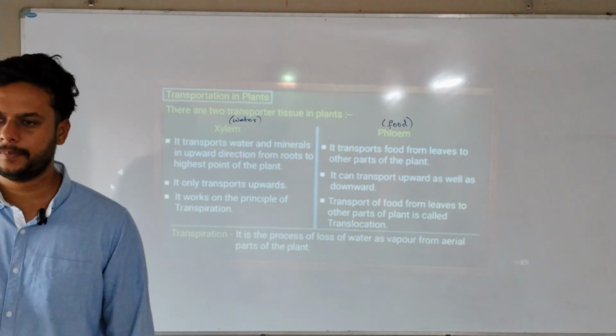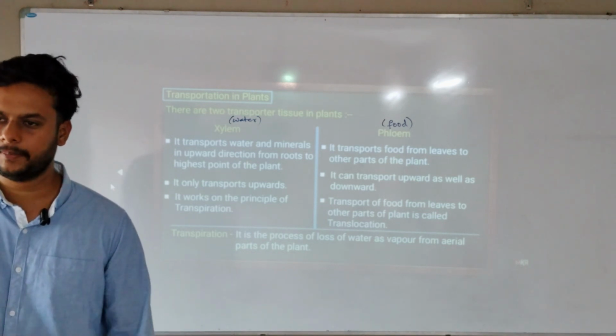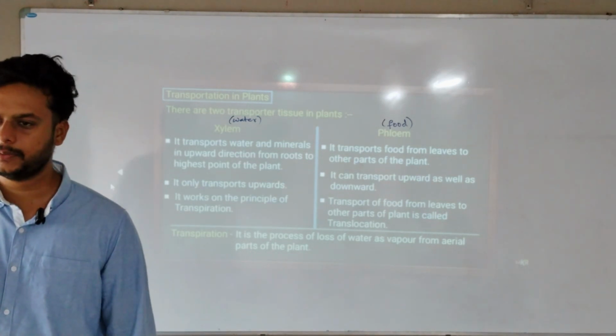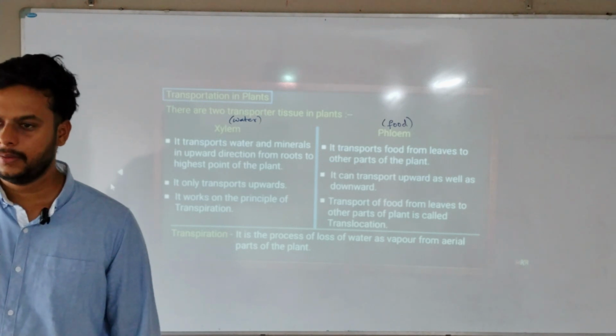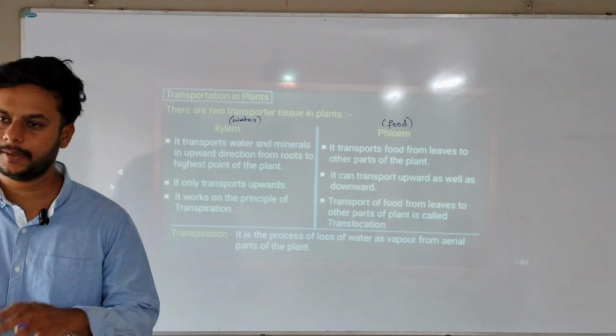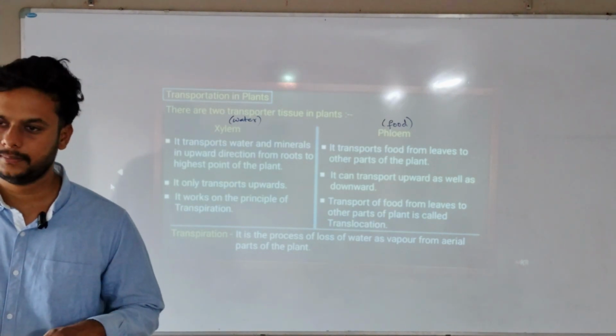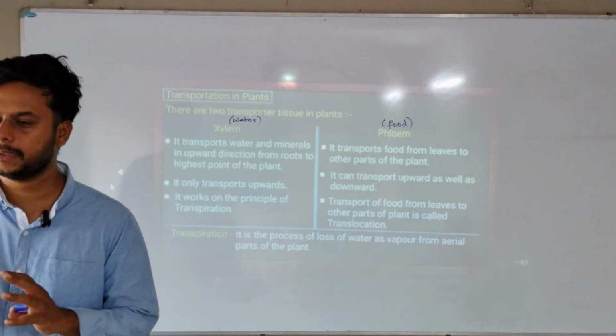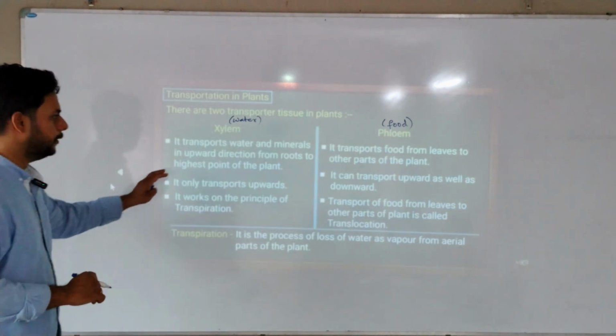Now the plant needs two things for transportation. One is water flowing from the roots below to all the parts above. And the second point is whatever food it prepares in the leaves. Food is prepared in leaves. So from those leaves, it should go to all parts of the plant or tree. Getting? So there are two transportations happening, one is xylem and one is phloem.